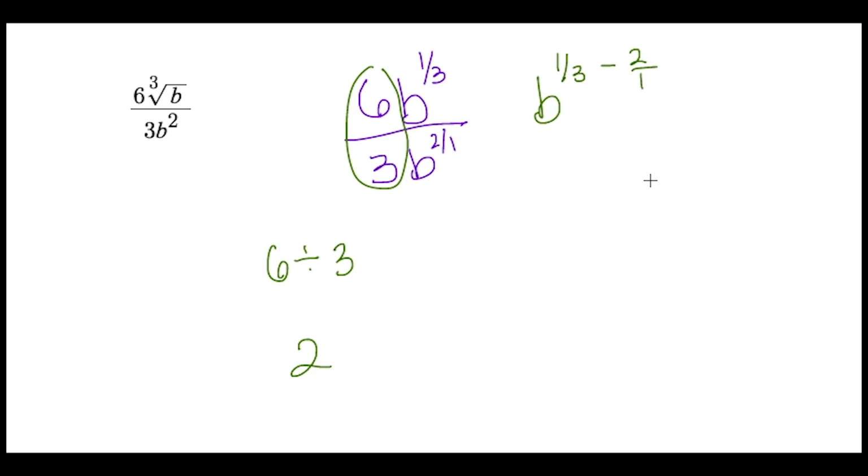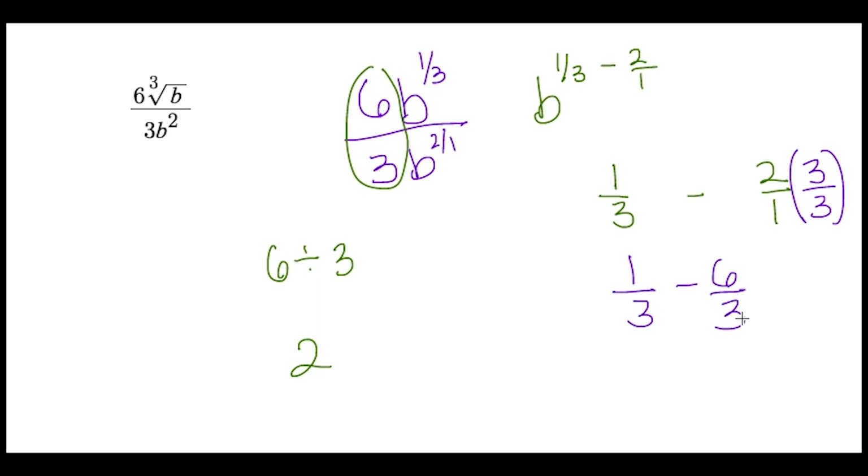So I need to figure out what my exponent will be when subtracting 2 from 1/3. Common denominators, I'm going to make it 3. So we don't need to change anything on the left, but I'll multiply the right side by 3 over 3. 1/3 minus 6 over 3 is equal to negative 5 over 3. So that's the exponent for the final answer, which should be 2 times b to the negative 5/3.